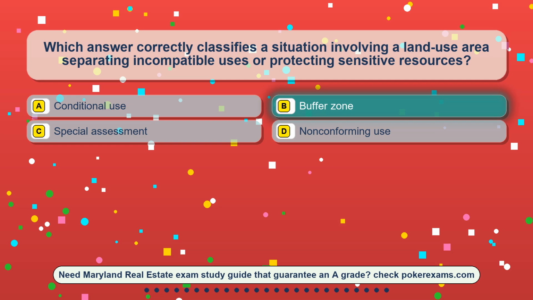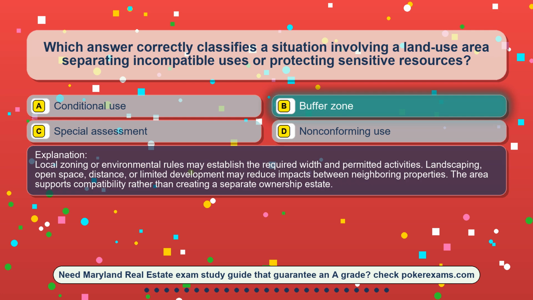The correct answer is option B, buffer zone. Local zoning or environmental rules may establish the required width and permitted activities. Landscaping, open space, distance, or limited development may reduce impacts between neighboring properties. The area supports compatibility rather than creating a separate ownership estate.